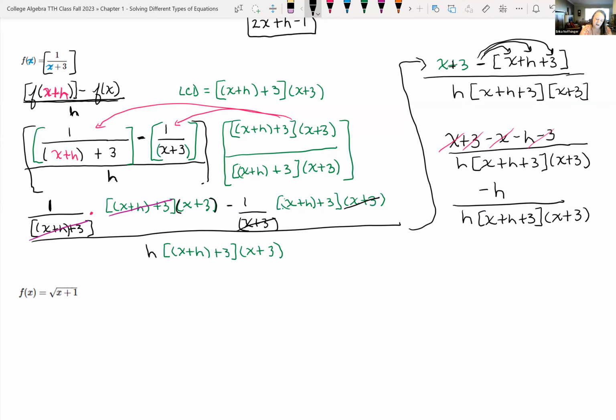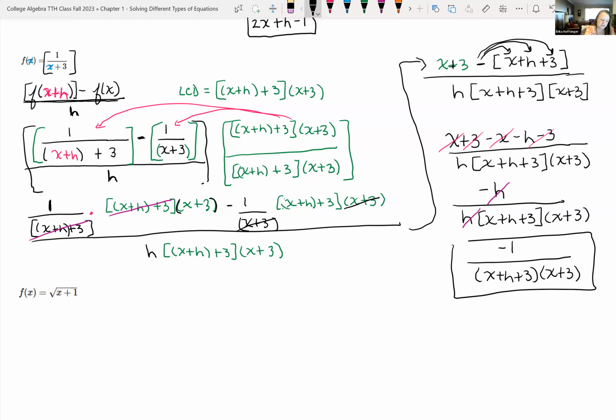We're almost there. Now we have a like factor of h in the numerator and the denominator. And so we can cancel out our h. We're left in the numerator with a -1 all over the quantity x plus h plus 3 all times x plus 3. So this is our difference quotient of our function f of x is equal to 1 over x plus 3.